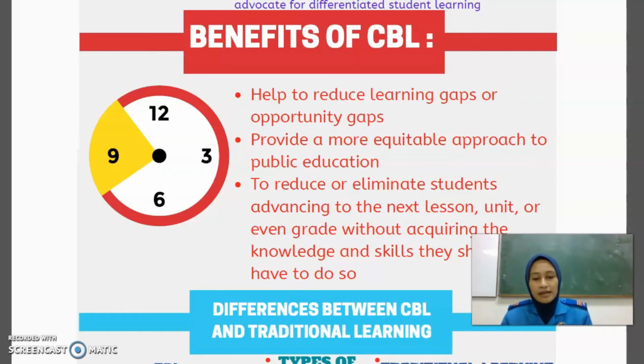Thus, reducing these gaps will ensure that more students learn what they are expected to learn and will reduce or eliminate students advancing to the next lesson, unit, or even grade without acquiring the knowledge and skills they should have to do so.